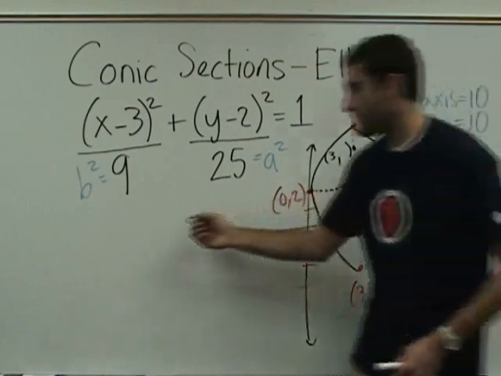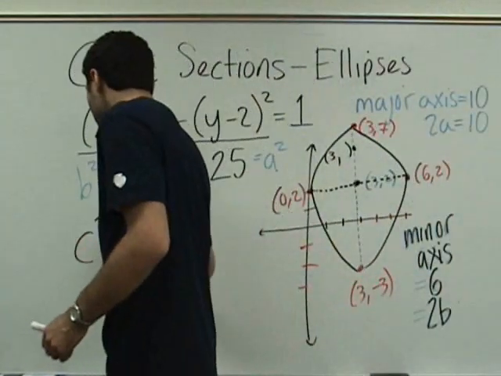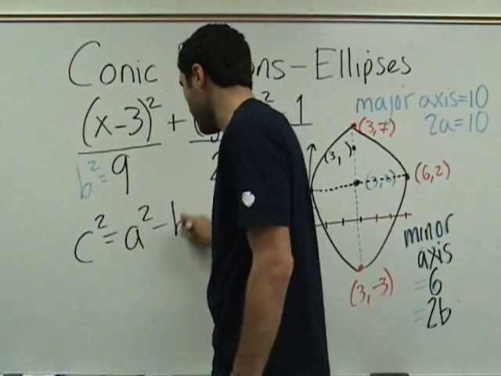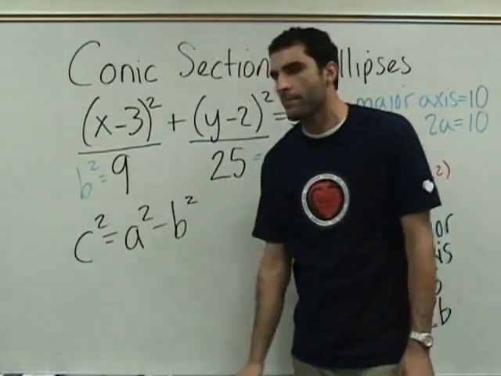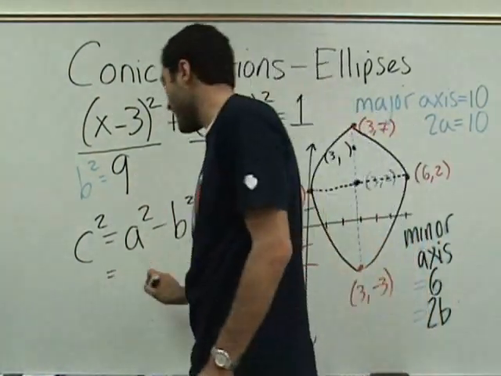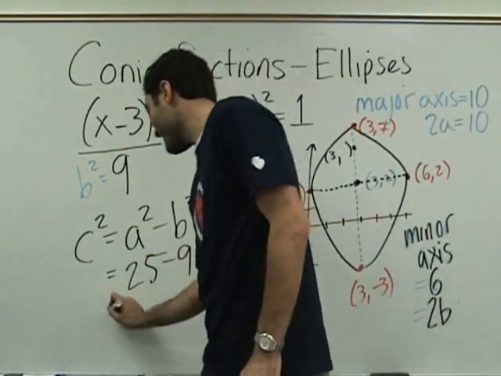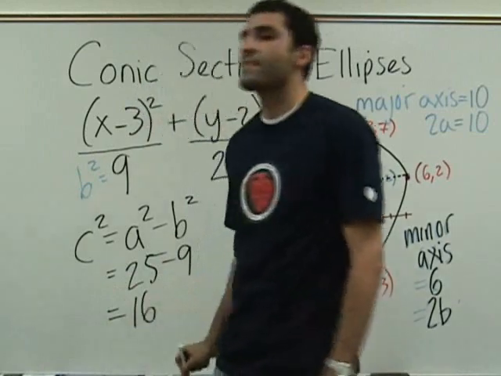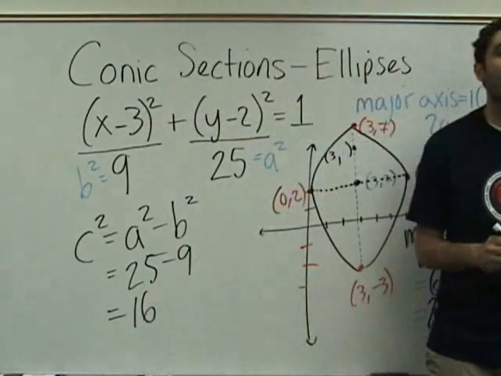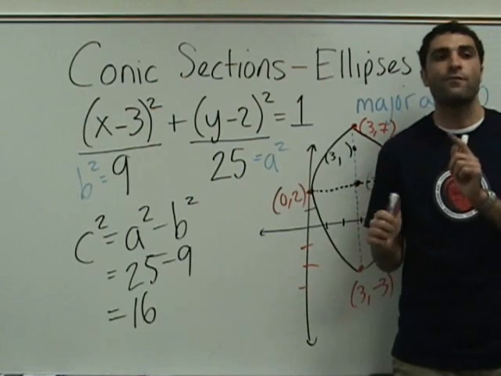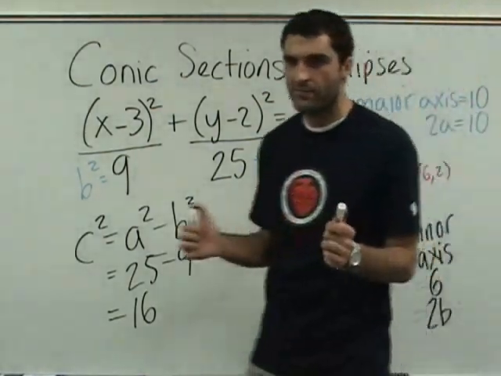Okay, let's do the equation. C squared equals what? A squared minus B squared. Which is what minus what? 25 minus 9? 16. Yeah, equals 16. So what's C? 4. So the length of the focus, each focus, is 4 away from the center.